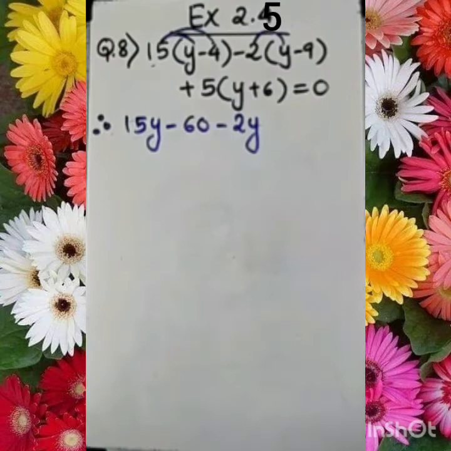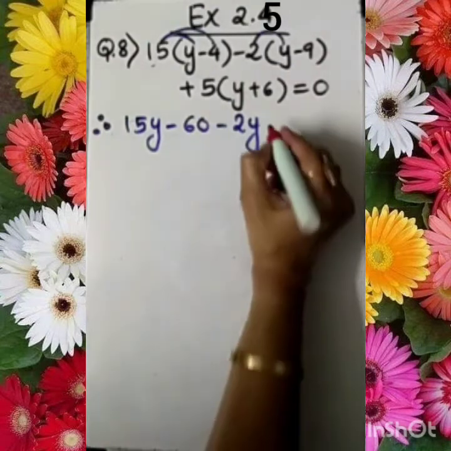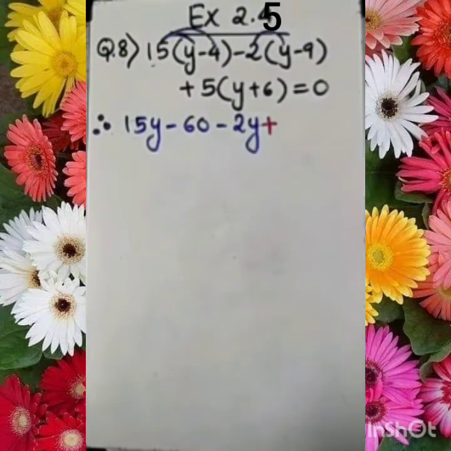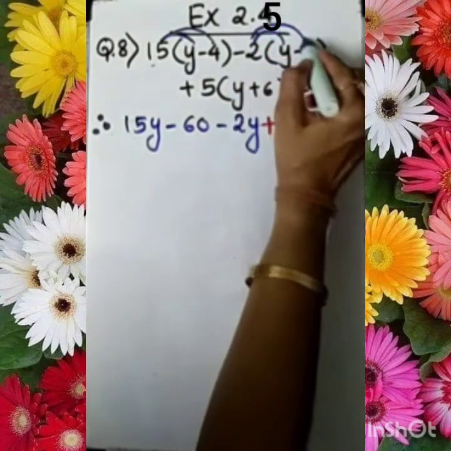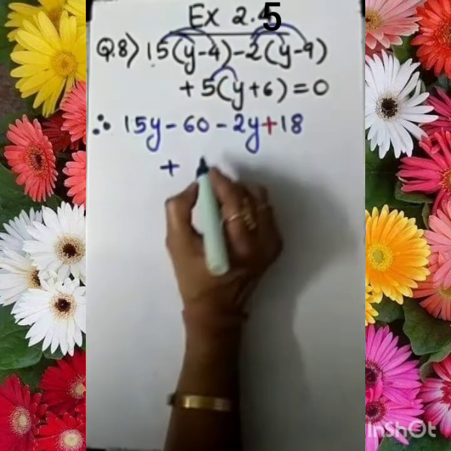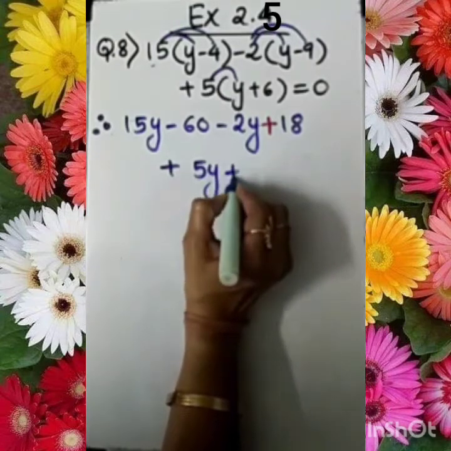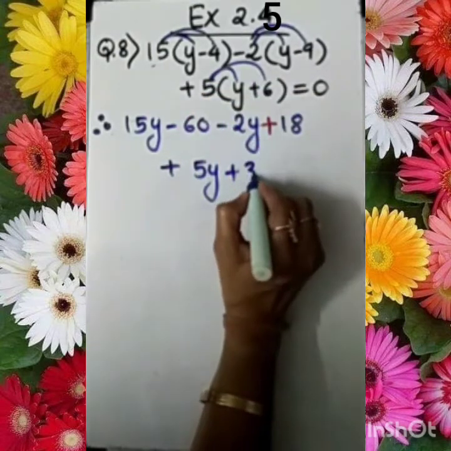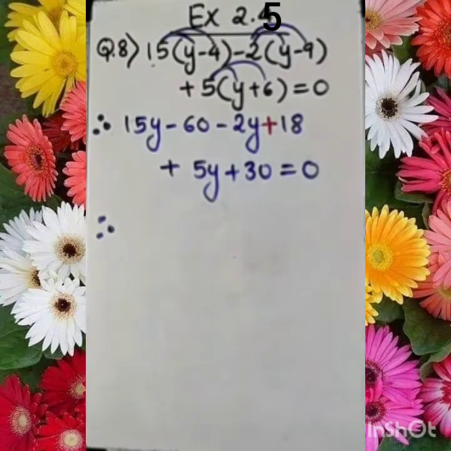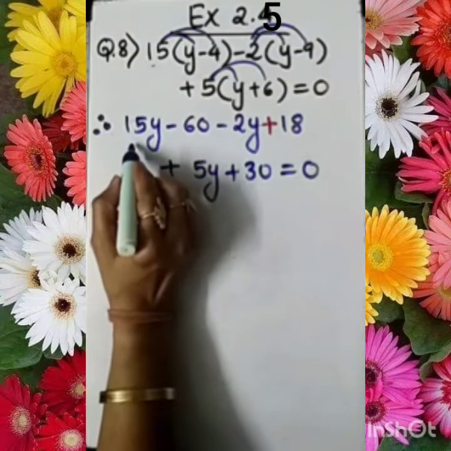Minus minus plus. Be careful dear student. Here it will be plus because of the minus sign outside the bracket. We need to change the sign. 2 nines are 18 plus 5 into y, 5y, 5 into 6, 30 equal to 0. Therefore, now you can see all the terms are on the same side of the equal to. So what we are going to do, let's put like terms together.